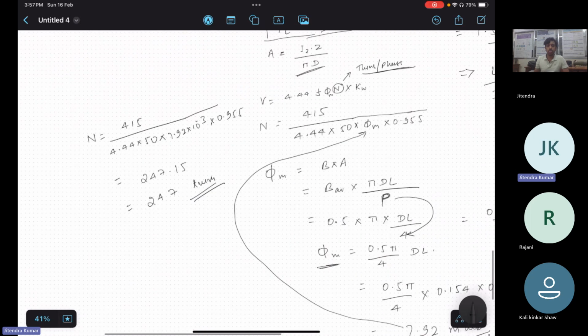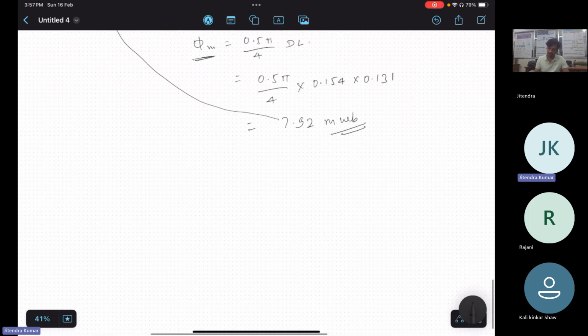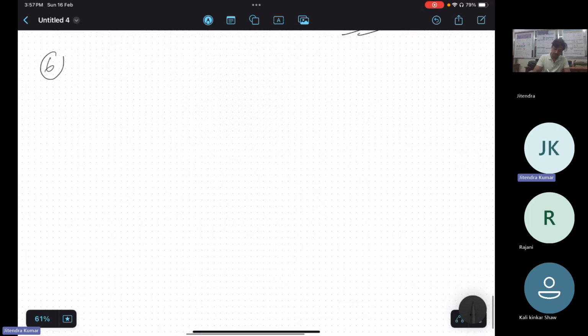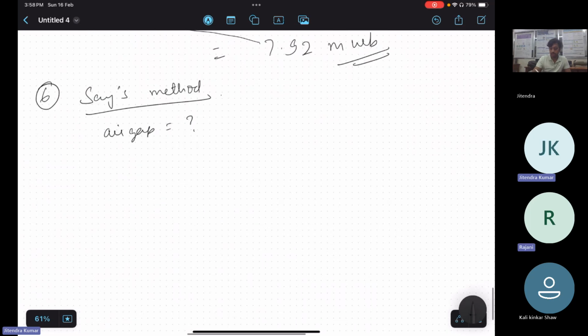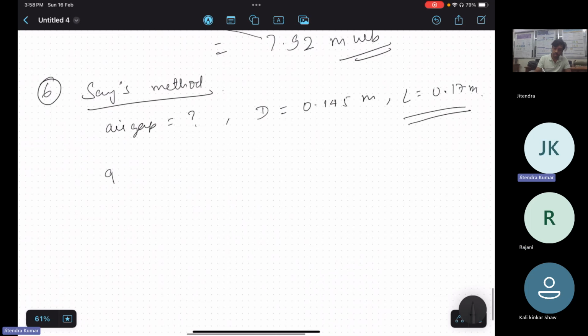So next problem is with Say's method. We have to calculate the air gap. We are given the dimension of the machine. Again, air gap we have to calculate. We are given a dimension as diameter. Bore diameter is 0.145 meter and length is 0.17 meter. I think we can calculate. G is nothing but 0.2 plus 2 into the square root of L into D.